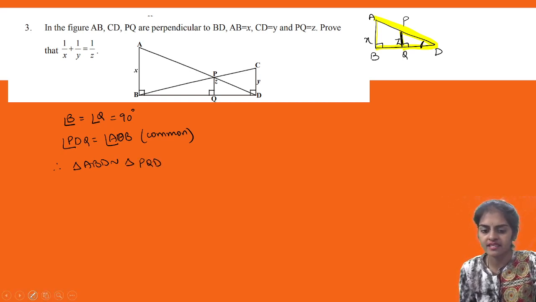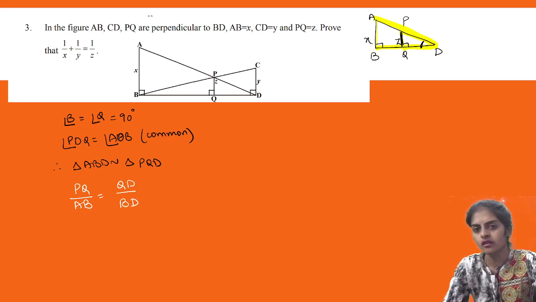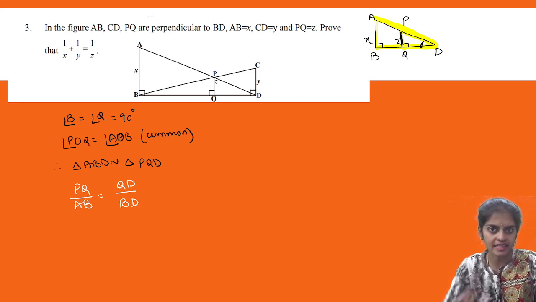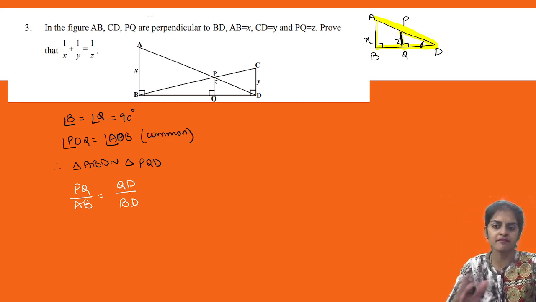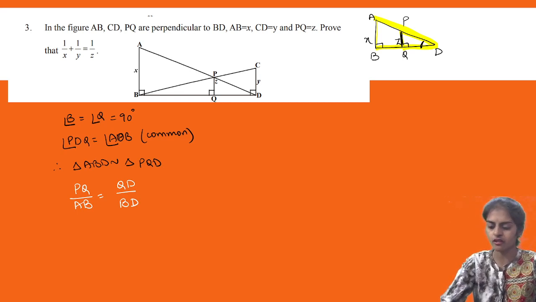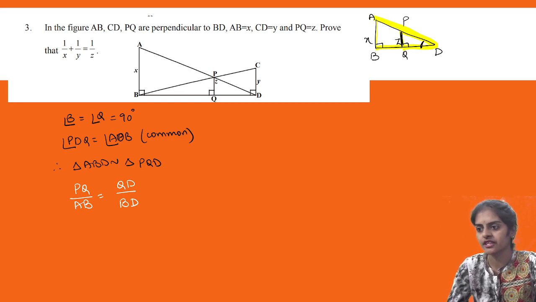So when the two triangles are similar to each other, what can I take? I can take the corresponding parts ratio to be equal. So small triangle side PQ by big triangle side AB is equal to small triangle side QD by bigger triangle side BD. Okay, I'm only taking this side AB, BD, QD. I'm not taking the slanting line, the hypotenuse side. I'm not taking it because hypotenuses are different for both the triangles, which you will see now. Only these base and altitude are the same.